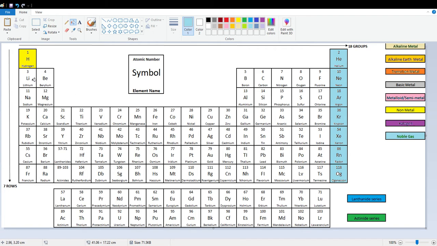Moving on to the next element in the periodic table is the classification of the first group of elements, known as the alkaline metal elements. These elements are lithium, sodium, potassium, rubidium, cesium, and francium. Next is the second group of elements, which are classified as the alkaline earth metal elements, which are beryllium, magnesium, calcium, strontium, barium, and radium.